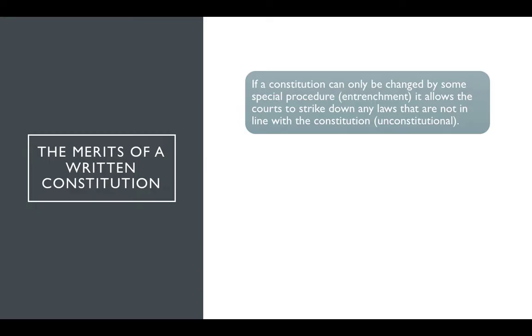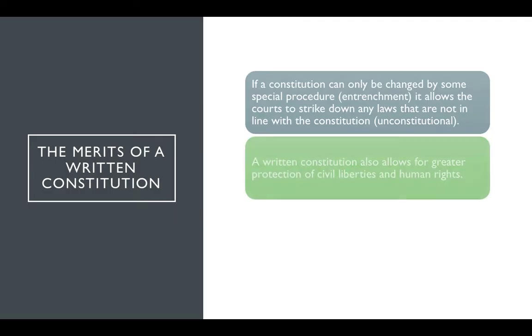It will review the legislation and strike it down as unconstitutional. That gives the courts a lot of power. A written constitution also allows for greater protection of civil liberties and human rights. So the first 10 amendments of the US Constitution is called the Bill of Rights, and it sets out the various rights that US citizens have.